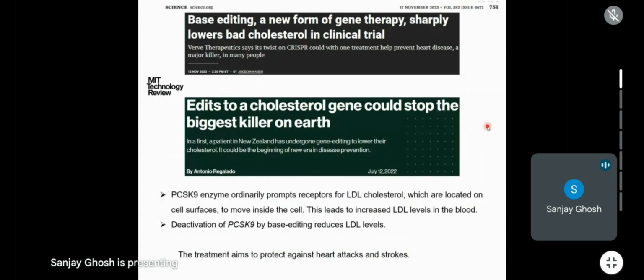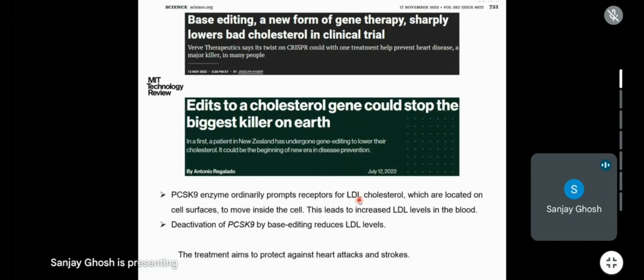That is a major reason for stroke and heart attacks, right? High cholesterol. So what scientists have done, they have found an enzyme called PCSK9. What this enzyme does normally is that it removes the LDL receptor, the receptor for the bad cholesterol, from inside the cell. So that leads to a high LDL in the blood. What they have done is they have removed this enzyme. If you inactivate this enzyme by base editing, then this receptor is not removed. And if it stays, it will sequester the LDL from the blood. So you will have a low bad cholesterol in the blood.